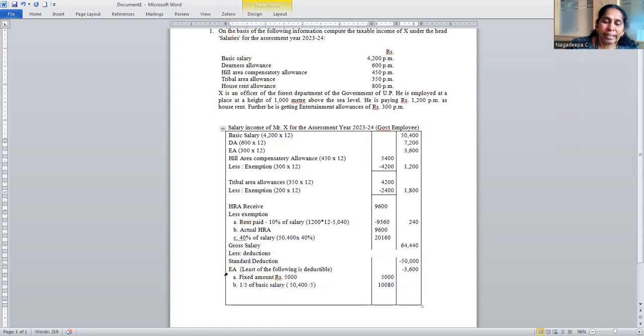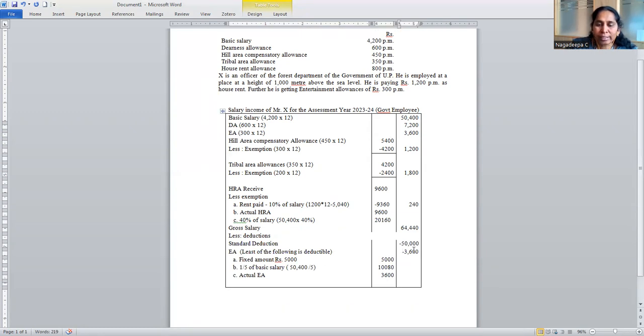Next one is EA. For EA, there is a list of items of which the least is deductible. Fixed amount is 5,000. Next is 1/5 of the basic salary will be considered. So here 5,000, and 1/5 of the salary is 50,400 divided by 5. Again here salary includes only the basic pay, and it is clearly given it is 1/5 of basic pay only. So other items you should not consider. Next is actual EA received. What is the actual EA received? 3,600. Which one is least? 3,600 is the least one. So that will be considered as the EA deduction.